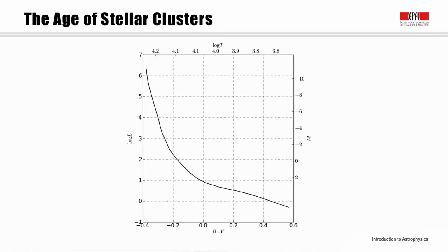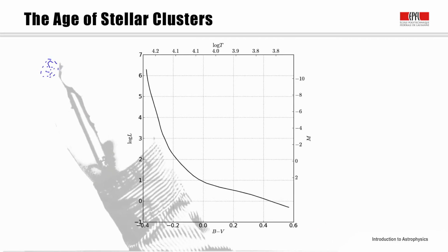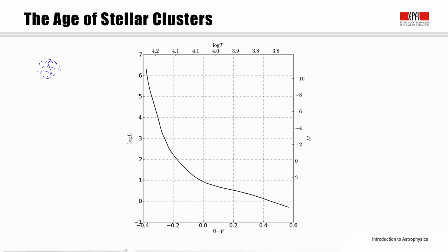Let us now see how the color magnitude diagram can be used to date a star population. A star population is simply a bunch of stars. For example, a globular cluster that we saw several times during the course, or an open cluster.